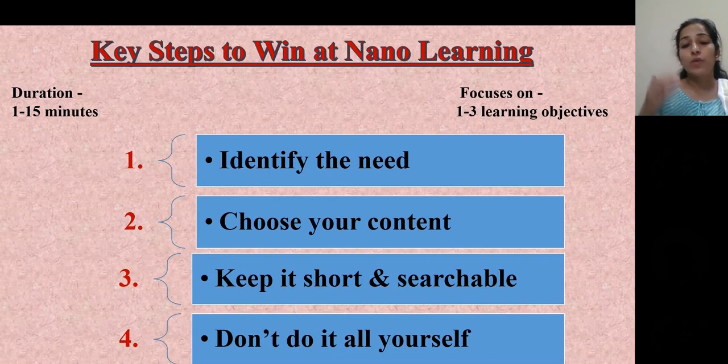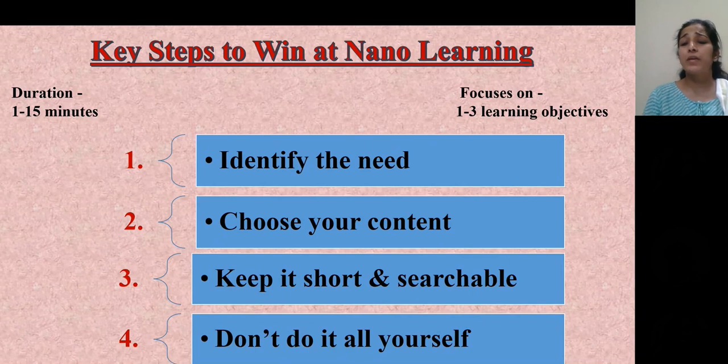Then what are the things you have to keep in your mind while making your nano learning capsule? The first one is to identify the need of your learner. That means you have to see what your learner wants. You have to see the need of the learner. So that is the first thing. Then the second point is to choose your content. That means first you have to see what your learner needs, and in order to fulfill that need, you have to choose your content. That is the second thing.